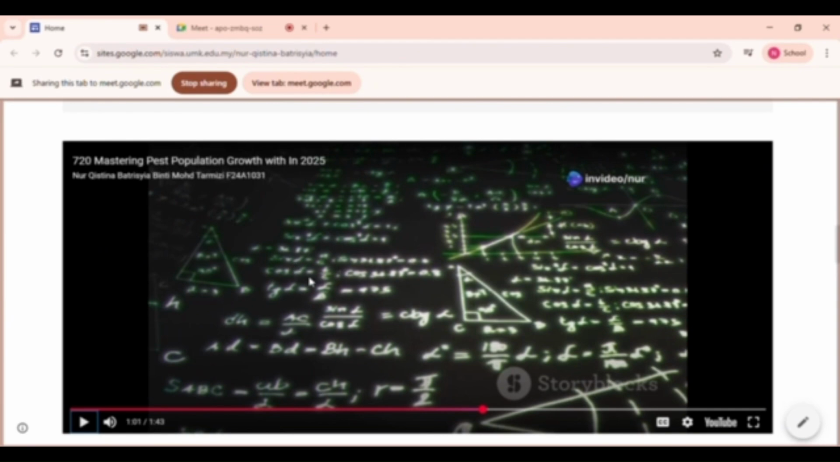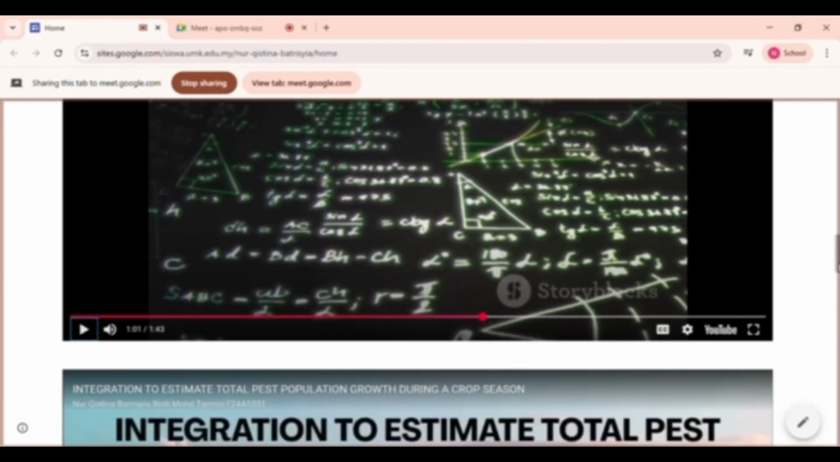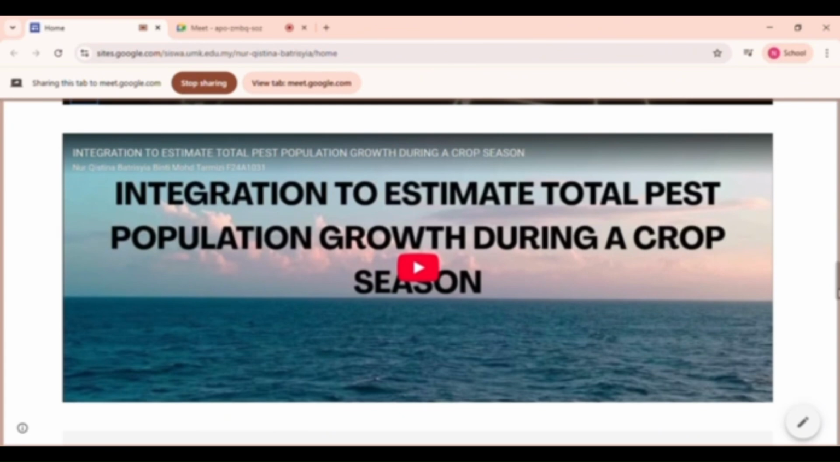Next, I have a podcast simulation. This podcast was created by using notebooklm.google.com. This podcast purpose is to engage college students to easily understand the concept. Let me show you this podcast.